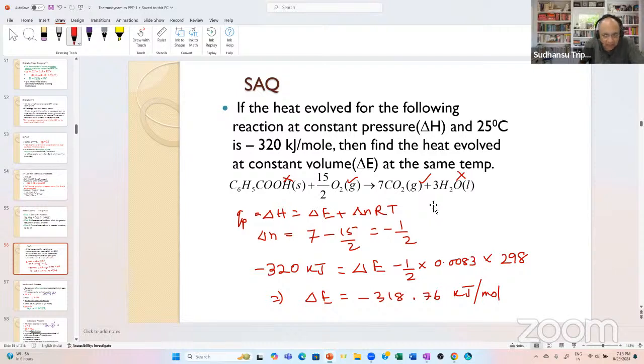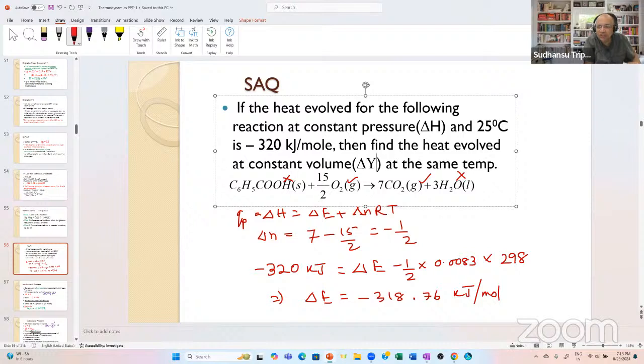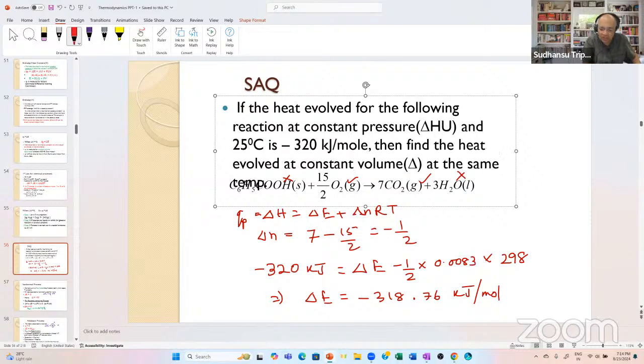Find del N for the gaseous components, right minus left, and it is asking for the heat evolved for the following reaction at constant pressure. That means del H is given, is 320. Evolved means minus. If in the question there is no minus sign, but it is written that it is evolved, you put a minus sign. Then find the heat evolved at constant volume. That means it is asking what is the change in internal energy.